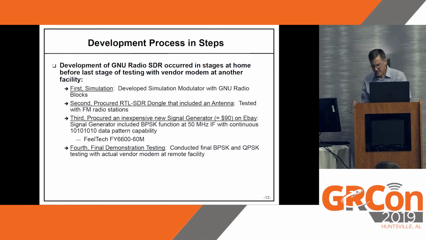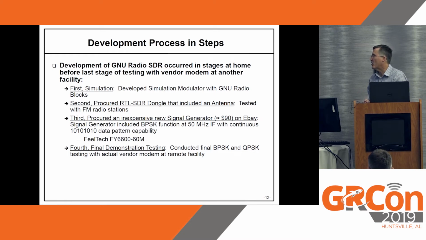The development process, I did that in 4 steps. First, the simulation. I basically just used the GNU Radio simulation modulator blocks along with the receiver blocks to get the hang of GNU Radio. Then I went out and bought the RTL dongle. It came with an antenna when I bought it. So I tested it with FM stations, to get the hang of the dongle and GNU Radio.